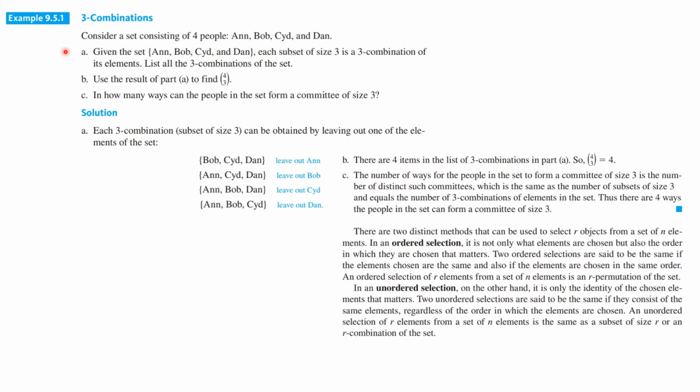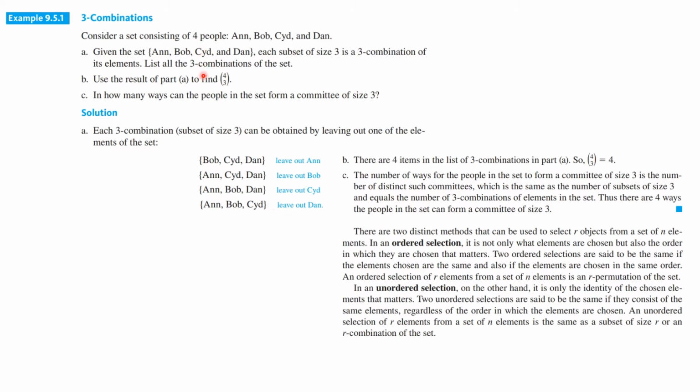Let's consider this example. So we have a set of 4 people. A, B, C, and D are their first initials. And given that set, each subset of size 3 is a 3-combination. Let's list all the 3-combinations. Well, if we leave Ann out, we get this one. If we leave Bob out, we get this one. If we leave Sid out, we get this one. If we leave Dan out, we get this one. So the answer to this problem is 4.